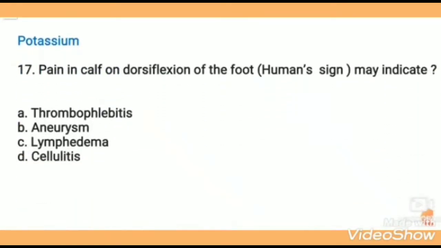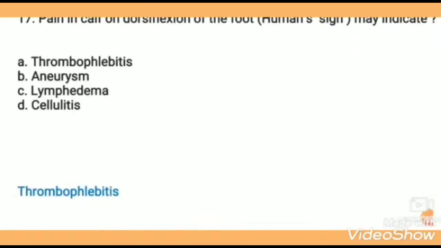Next question. Pain in calf on dorsiflexion of the foot, Homan sign, may indicate thrombophlebitis, aneurysm, lymphedema or cellulitis. So, the correct answer is thrombophlebitis. Thrombophlebitis is an inflammatory process that causes a blood clot to form and block one or more veins, usually in legs.